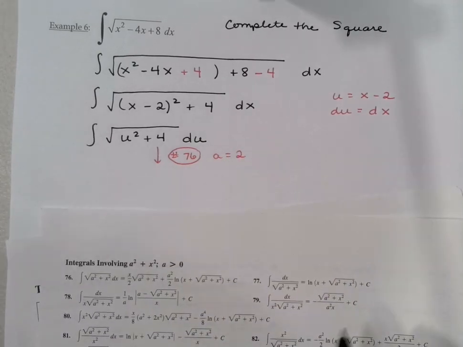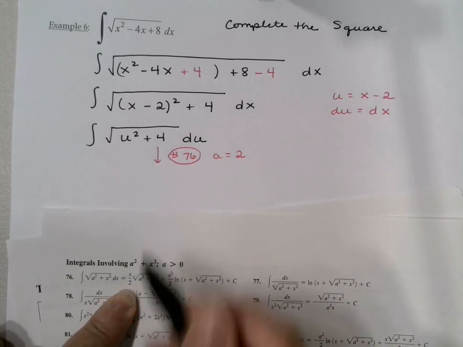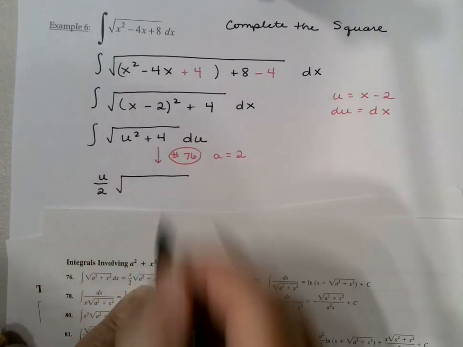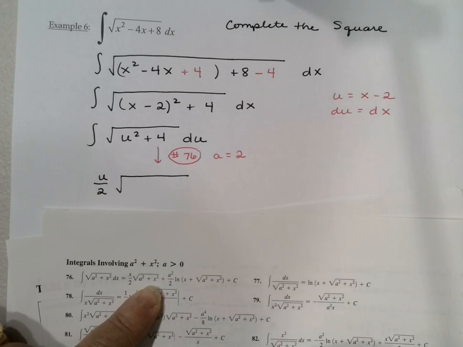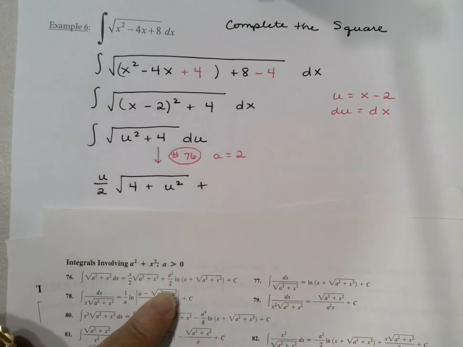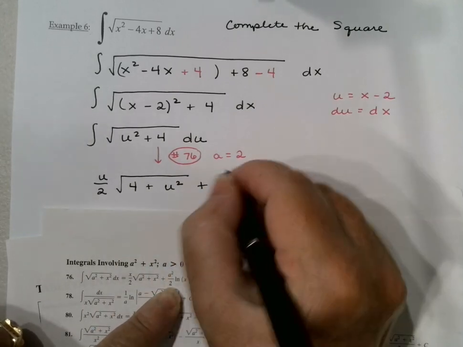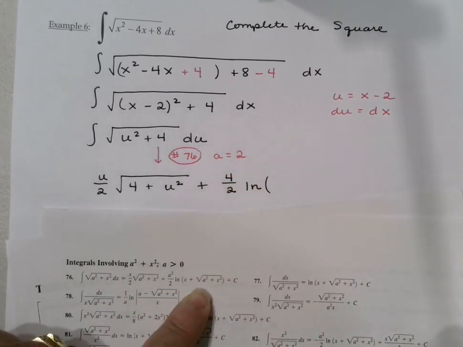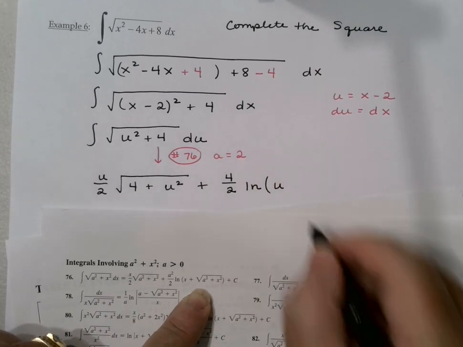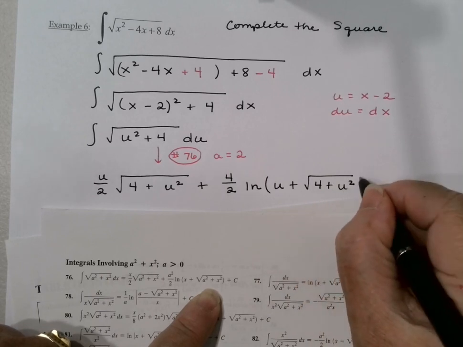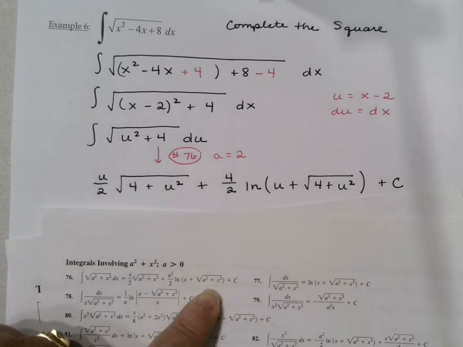And so I'm going to have, this says x over 2, for me that would be u over 2, times the square root of a squared plus x squared, for me that would be 4 plus u squared, plus a squared over 2, so 4 over 2, times the natural log of x, which for me is u, plus the square root of 4 plus u squared, plus c. So there's everything from our table.